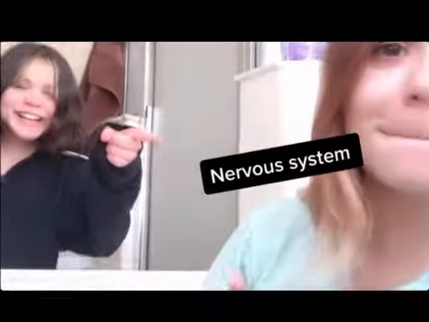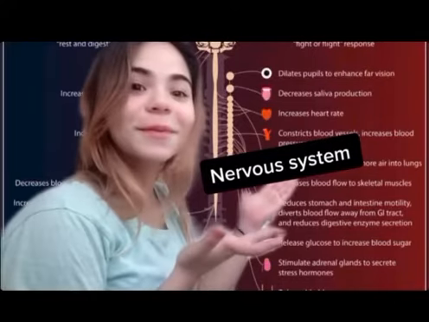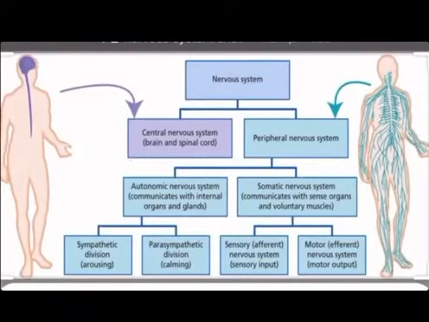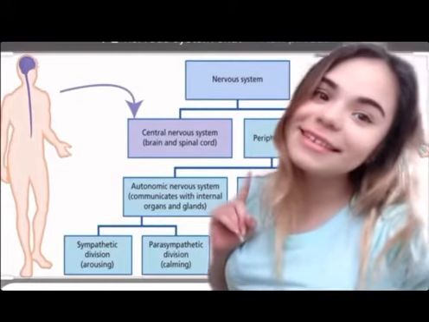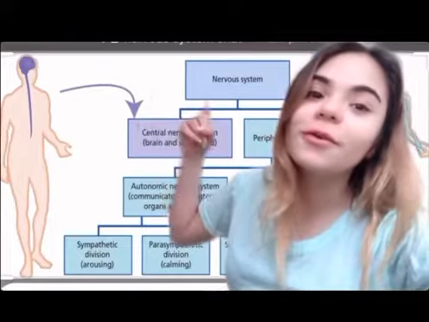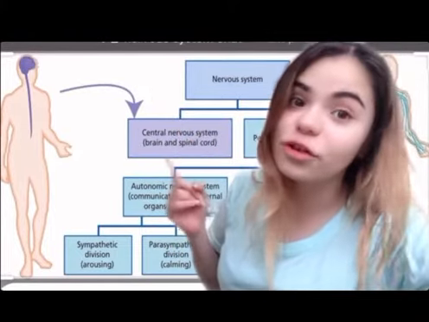Today I'm going to talk about the nervous system. I put this picture because I want you to have an idea of what we are going to talk about. This is the order we are going to follow. First, we are going to talk about the central nervous system.